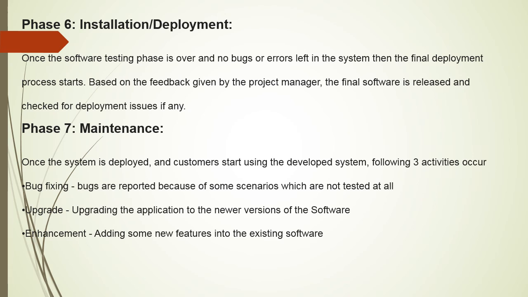Alright, the following 3 activities occur: bug fixing, upgrade, and enhancement. Alright, these 3 are basically self-explanatory. In the picture above, you saw only 6 stages, but there are actually 6 in some cases and 7 in some cases, depending on the quality of the organization.